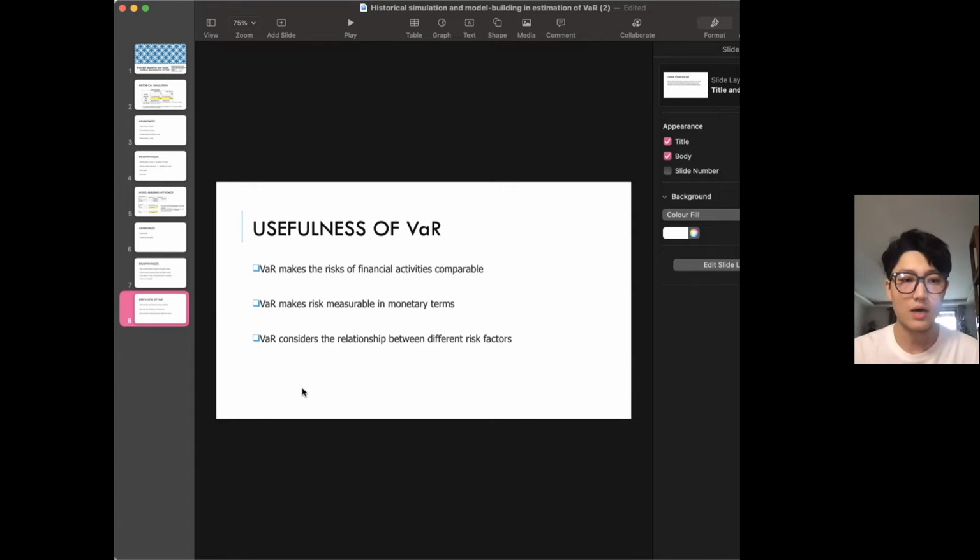To sum up, VaR is quite useful in financial trading. First, it makes the risk of financial activity comparable. Secondly, VaR measures market risk in monetary terms. The final one is that VaR considers the relationship between the different risk factors.